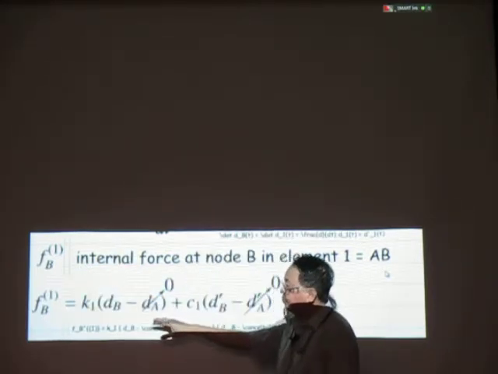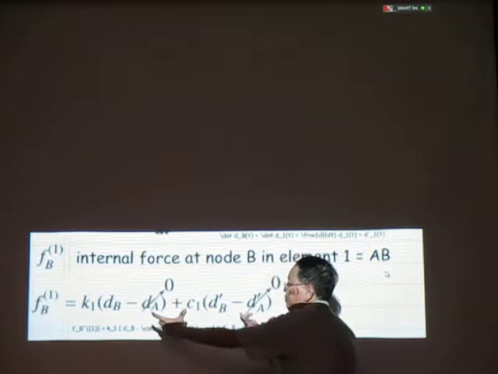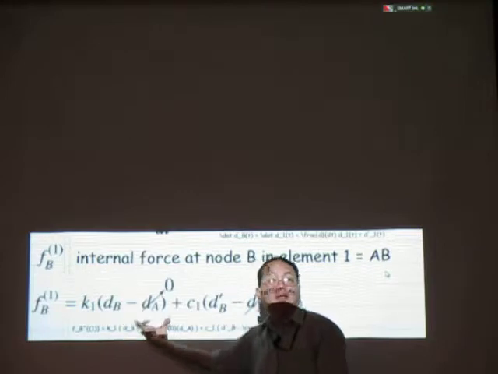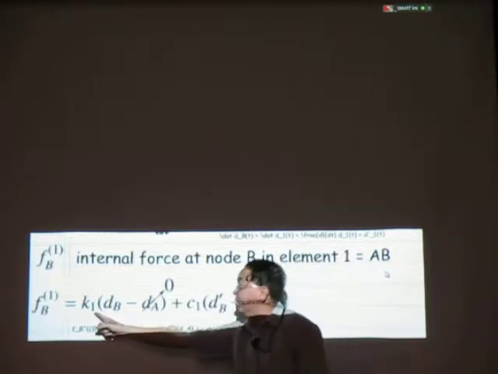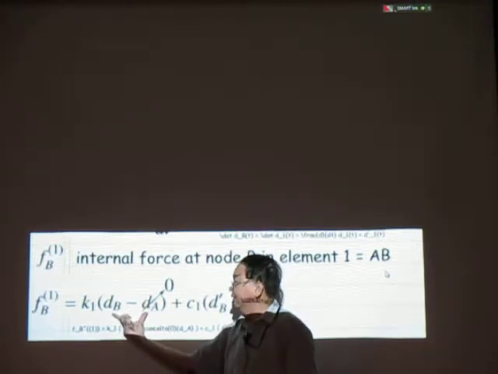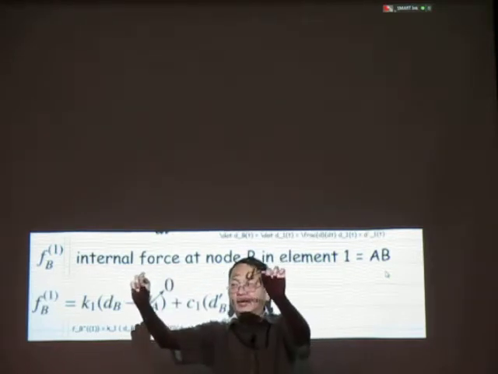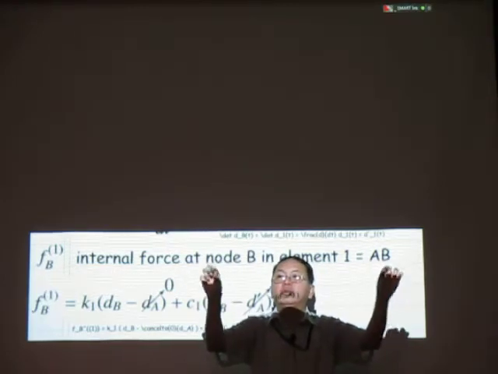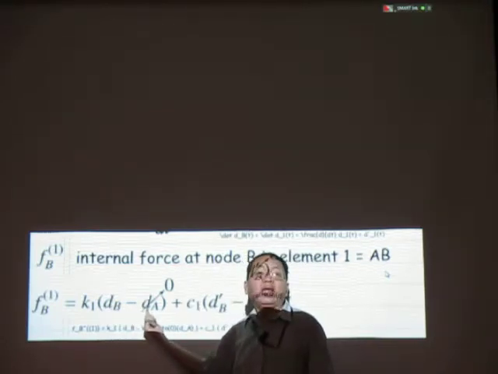Now you can express the internal force at B belonging to element 1 as the sum of two quantities. The first is the spring force. And the second is the damper force, right? You see, the first term has K1 and the displacement, dB minus dA, is the difference. If you have the spring in the middle and both points are moving, then you need to take the difference between the displacements in order to find the stretch of the spring. So that's why dB minus dA.